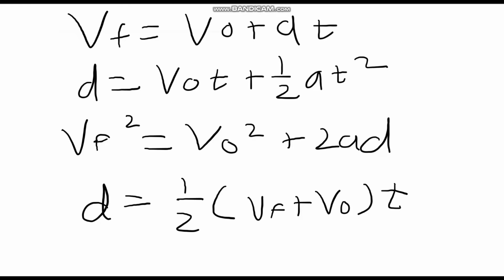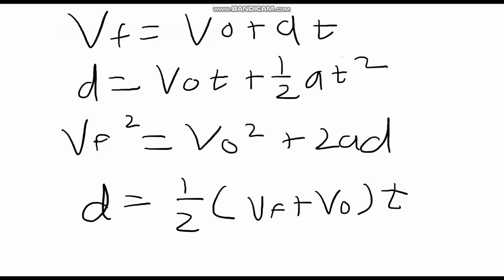There are going to be five variables that you need to know. Velocity final, that's the final velocity. The initial velocity, which is this right here. This actually means v naught, but it's just the initial velocity. Acceleration and time. These are the four main equations.